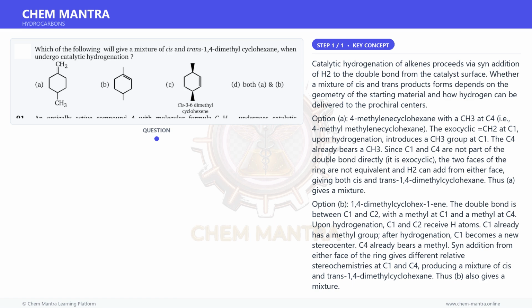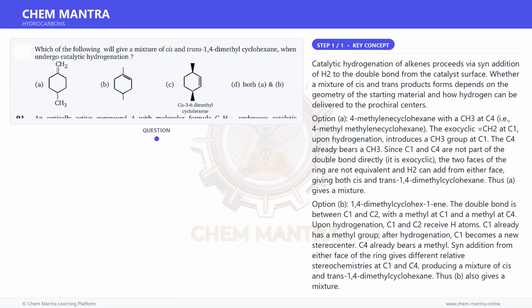Option A. 4-methyl-methylenecyclohexane, with a CH3 at C4, i.e. 4-methyl-methylenecyclohexane. The exocyclic C=CH2 at C1, upon hydrogenation, introduces a CH3 group at C1. The C4 already bears a CH3. Since C1 and C4 are not part of the double bond directly, it is exocyclic.